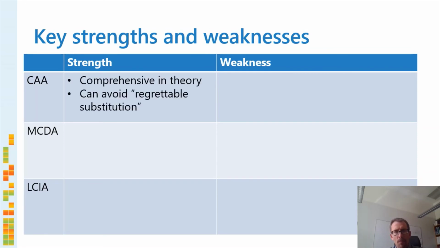CAA, one of its strengths, at least in theory, is that it's very comprehensive. It takes many different criteria into account and therefore can avoid regrettable substitution. Of course, the downside of anything that fits that description is that it requires a lot of input data, and that makes it slow. This is partly why we're looking for processes like the essential use concept to act as a pre-filter and speed up the elimination of hazardous substances.